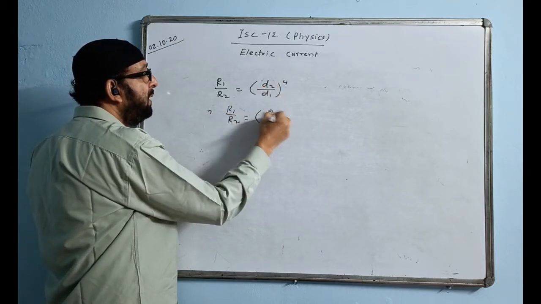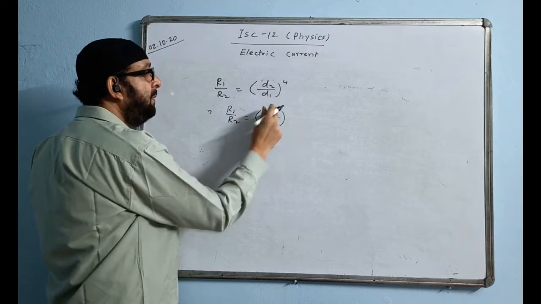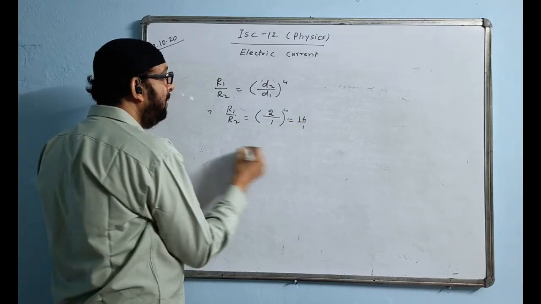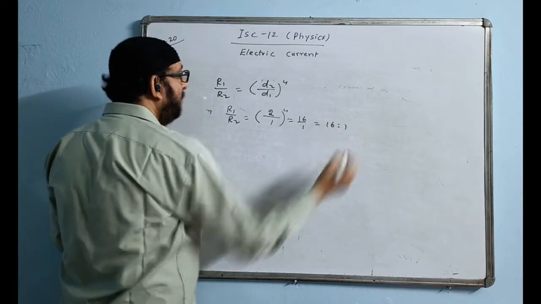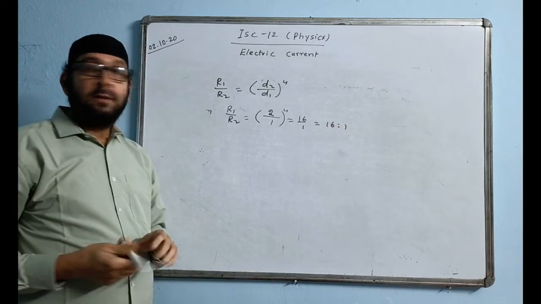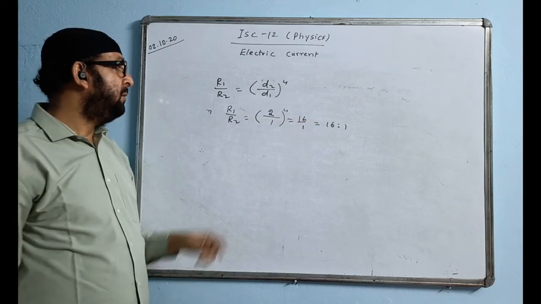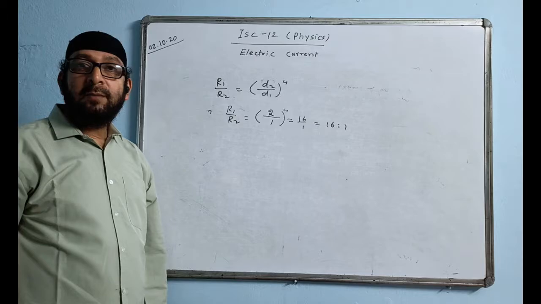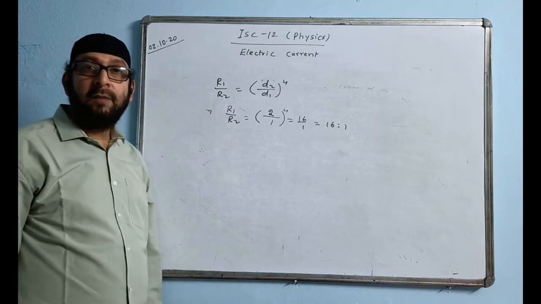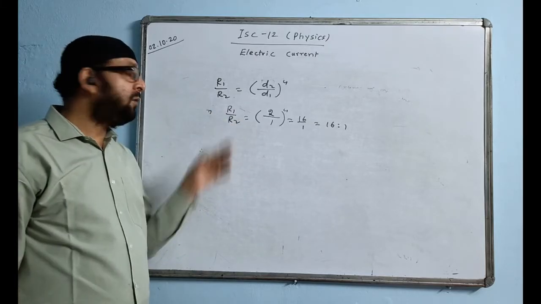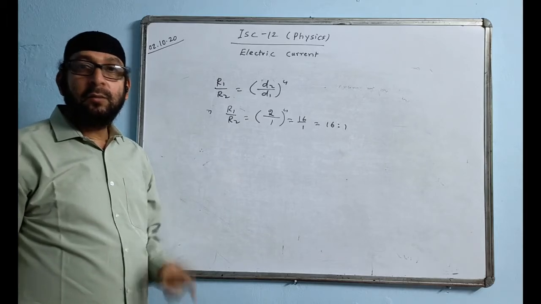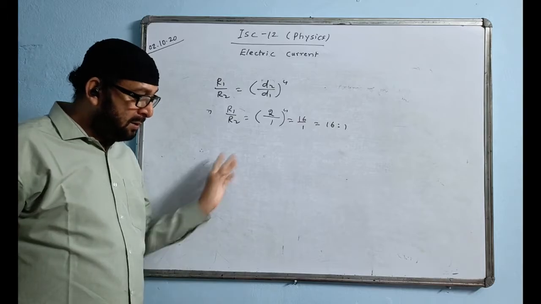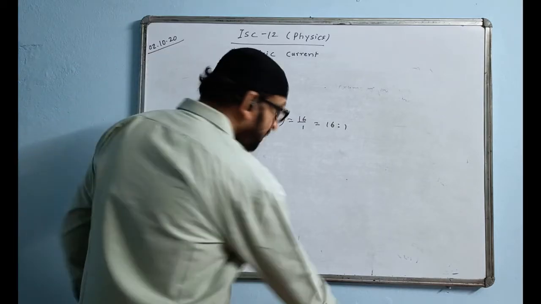D2 is 2 millimeter, the second wire, and this is 1 millimeter. Keep both in millimeter, millimeter cancels. You are finding the ratio, the answer will come 16 by 1. The ratio is 16 is to 1. That is the answer. That means the R2 value will be 1 by 16 times of R1. That means the second wire's resistance will be 1 by 16 times of R1. If the R1 value is given 32, then what is the value of R2? 1 by 16 into 32, the answer is 2 ohm. The second wire will be offering lesser resistance. So this is the answer for this question.